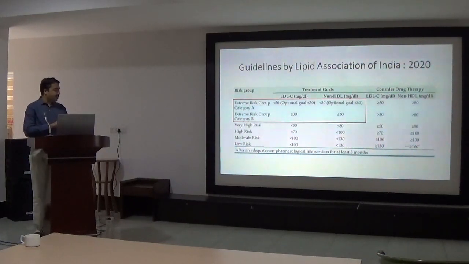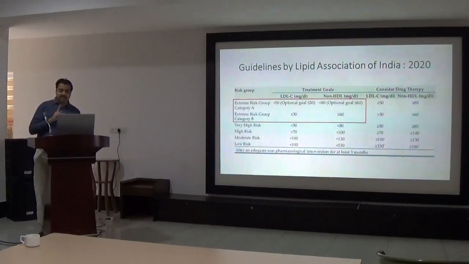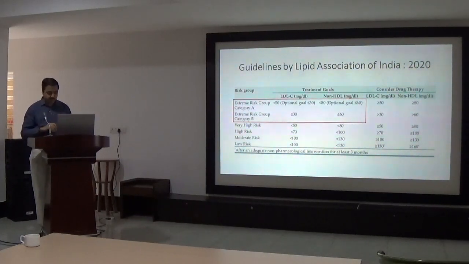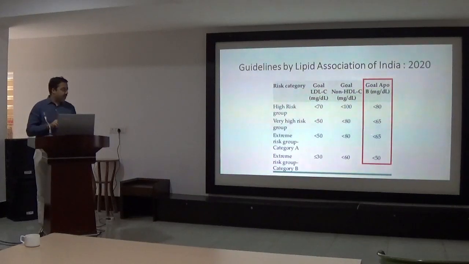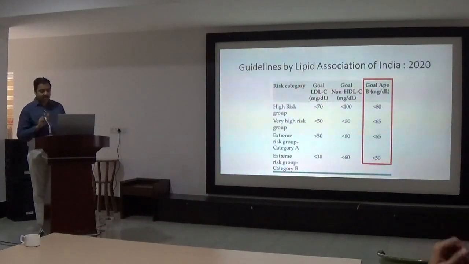An additional target has been given for the extreme high risk group: LDL should be less than 30, and non-HDL should be less than 60. One guideline does mention that non-HDL cholesterol should be maintained within 30 of total LDL. So if your LDL is 50, non-HDL should be somewhere around 80 or less than 80. ApoB, an additional goal, was also given by the Lipid Association of India, and it should be less than 50. This is tertiary.